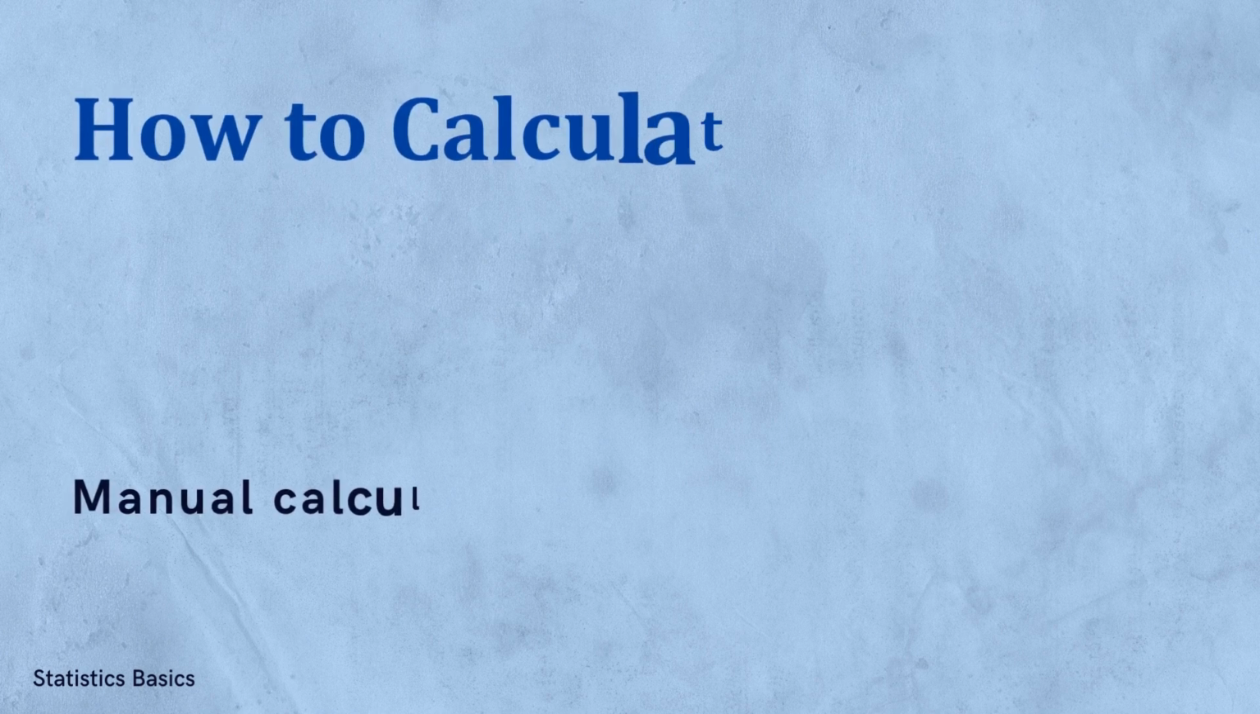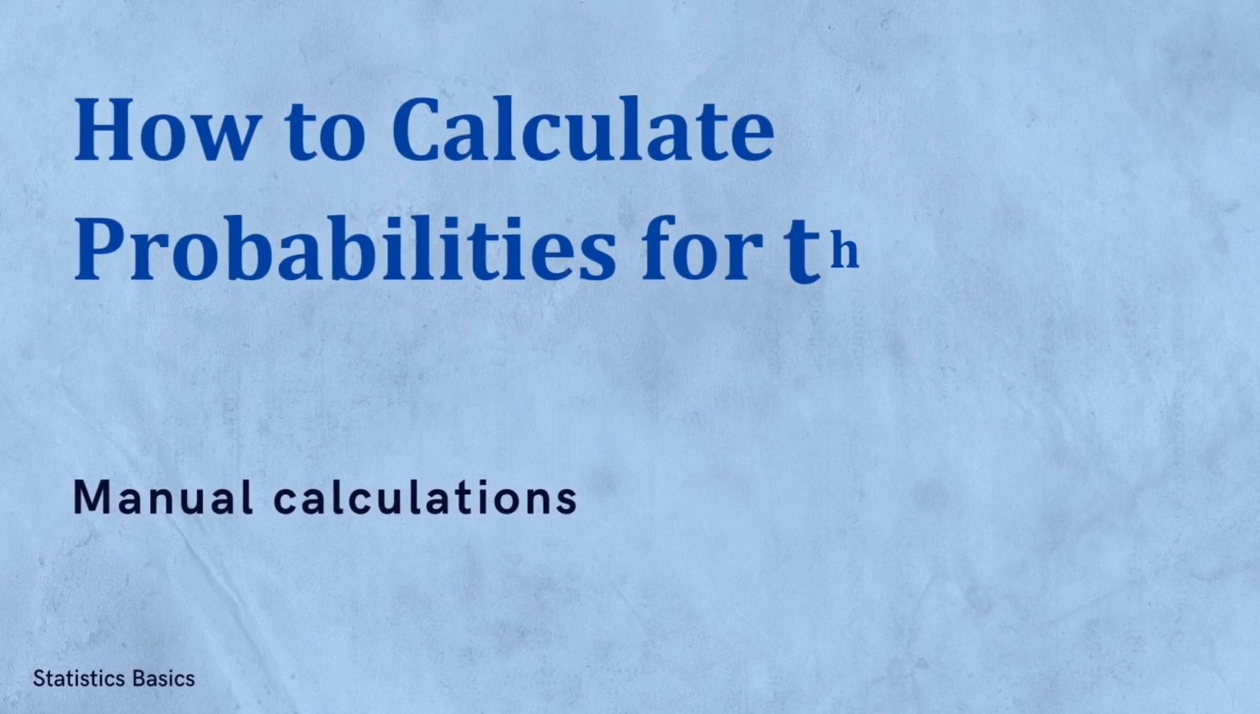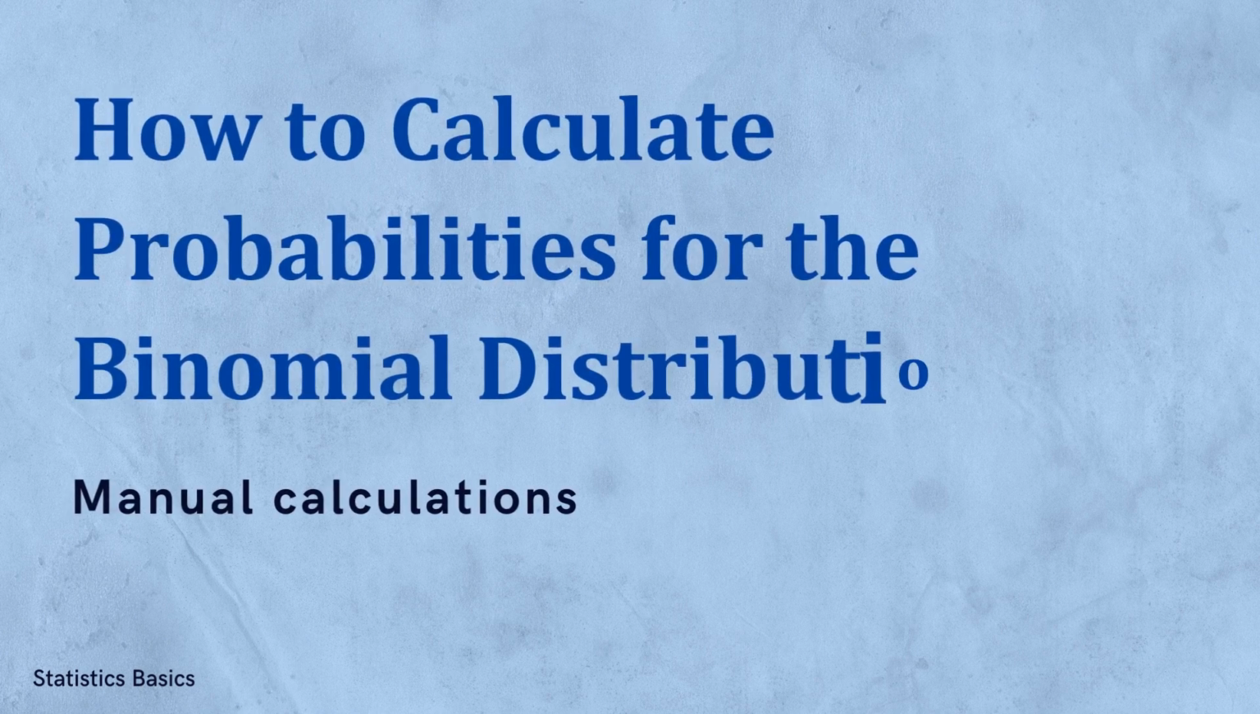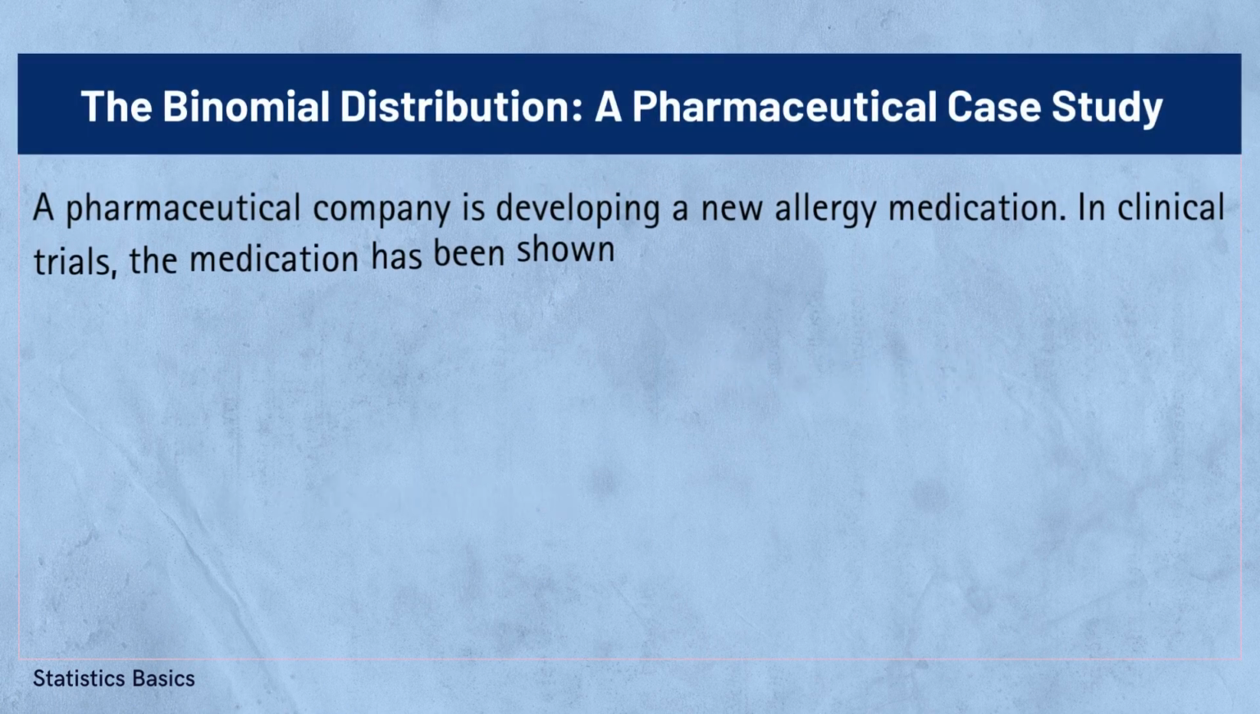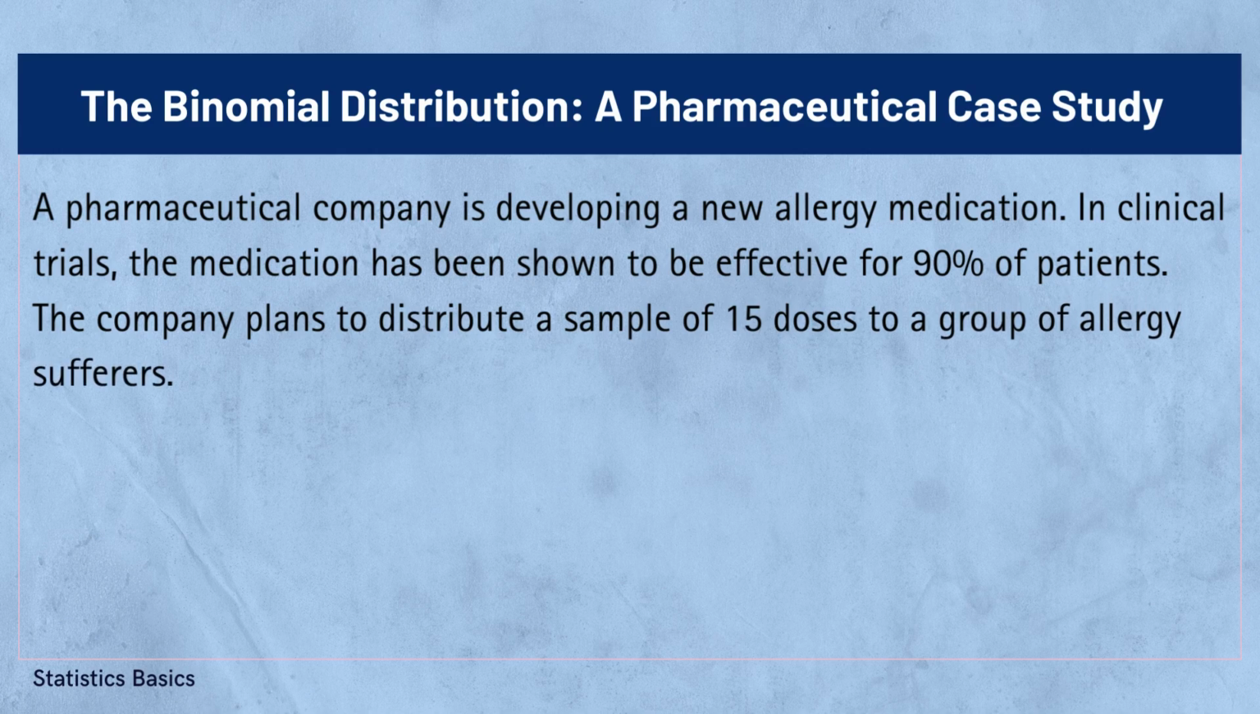In this video, we will tackle a real-world pharmaceutical scenario and use manual calculations to determine the probabilities associated with the binomial distribution. Imagine you're a researcher at a pharmaceutical company that has developed a new allergy medication. Initial trials indicate a 90% success rate.